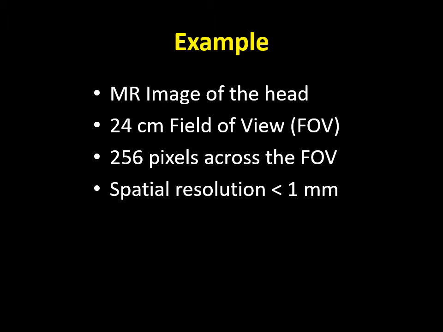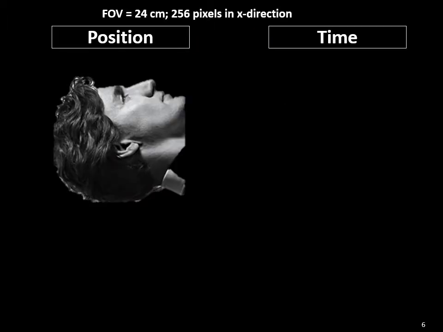Let's apply these ideas in an example of an MR image of the head, where we have a 24 centimeter field of view, and we decide we want to have 256 pixels across the field of view, which gives us a spatial resolution of a little bit better than 1 millimeter. Let's examine what happens in the position domain, also known as the spatial domain, and in the time domain for this example.